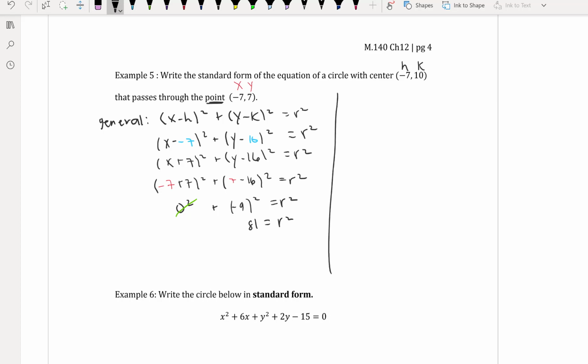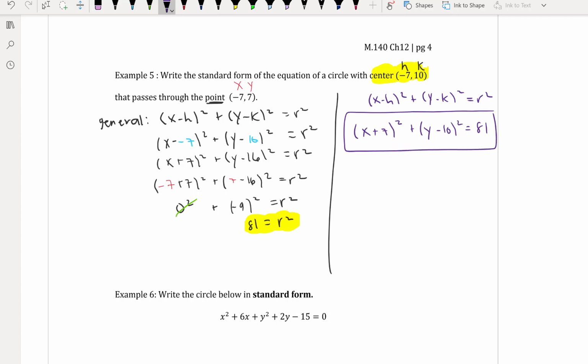So now I can rewrite this. I know what my r squared value is going to be. And remember, it's x minus h squared plus y minus k squared is equal to my radius squared. I already have from above what my h and k values were because it already gave me my center, and I just figured out what my radius is. So I'm just going to plug in these values. I'm going to have (x plus 7) squared plus (y minus 10) squared is equal to 81.